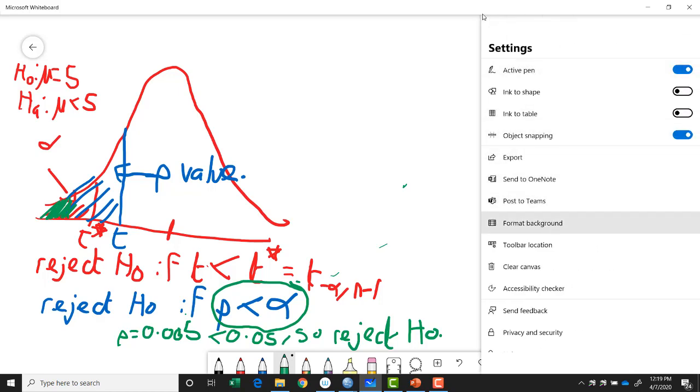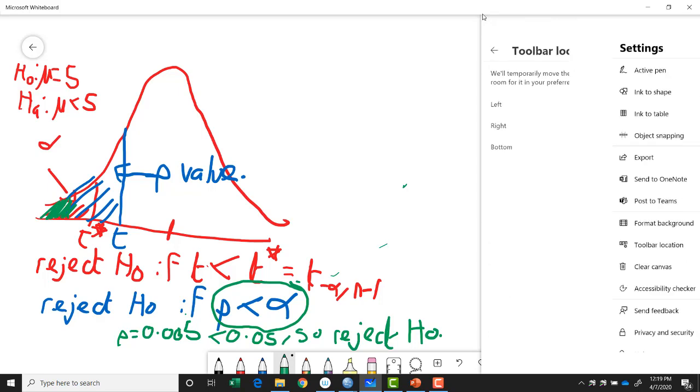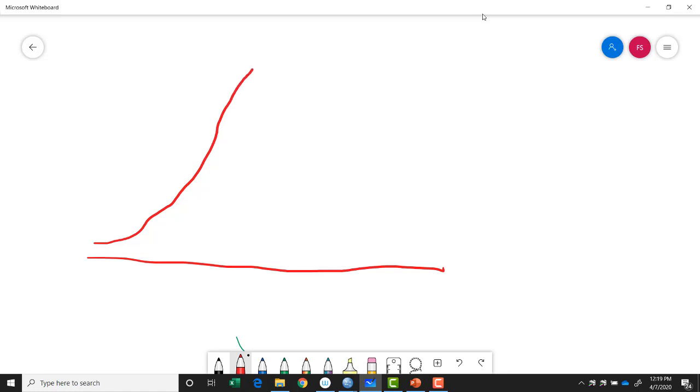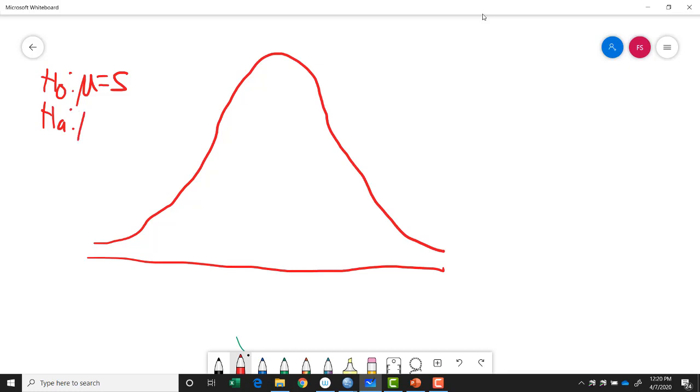Okay, so let's now do our third one. And this time we're going to do a two-tailed test. I might as well make this one big. So here we've got our mu equals 5. Now, interestingly, we have basically our rejection. Probability is split into 2. So we have alpha over 2 here.